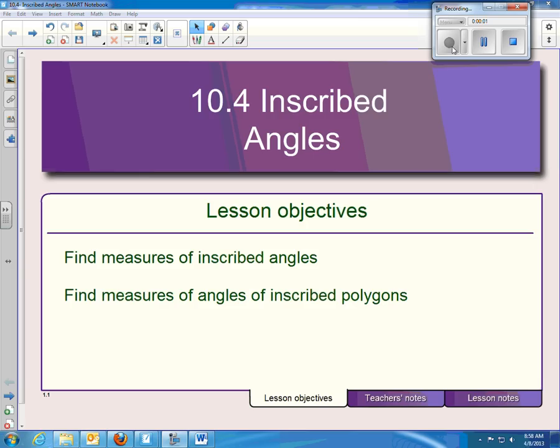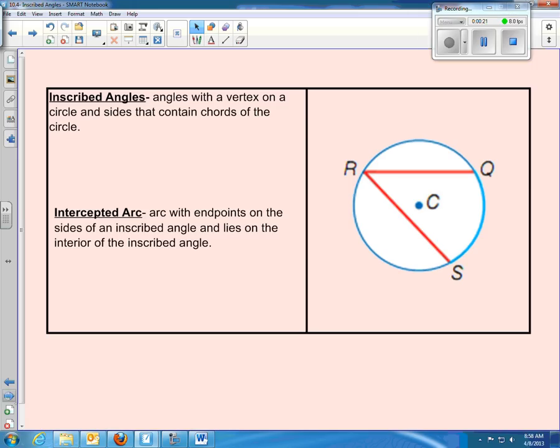Hello, class. We are going to start back up with section 10.4, which is on inscribed angles. Remember, we've talked about inscribed in a previous section in chapter 10. Inscribed means it's inside the circle. And so we're going to find the measures of inscribed angles, and when we've learned about those, then we're going to find out about angles of inscribed polygons. So let's first talk about what is an inscribed angle.